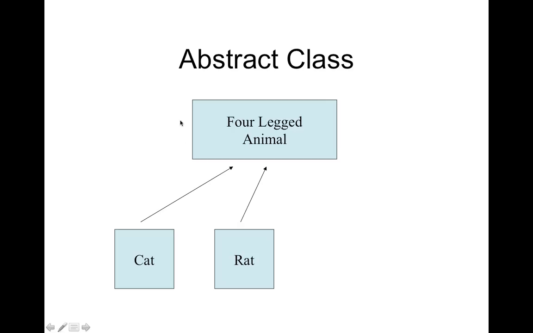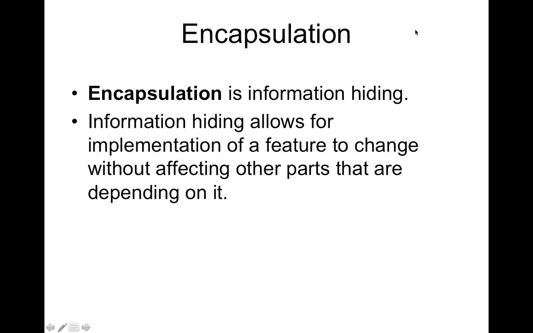Okay, let's move on. Encapsulation. So encapsulation is information hiding. Information hiding allows the implementation of a feature to change without affecting other parts that are depending on it. Previously we were talking about public, private, protected and all that, right? That actually controls how the information is being hidden from others. You want to expose only what you want to expose, not everything. So that's called encapsulation.